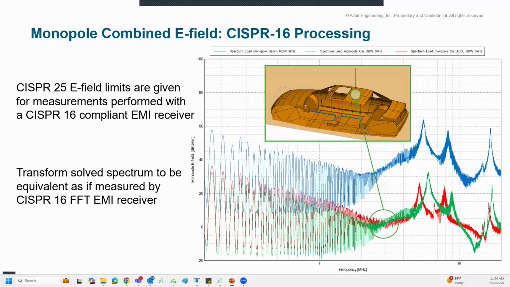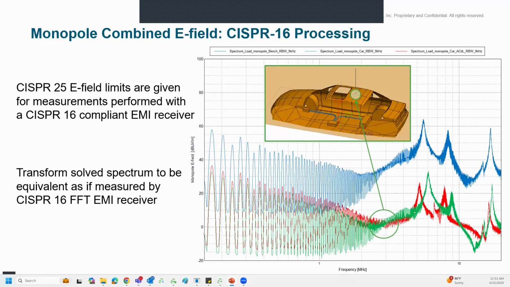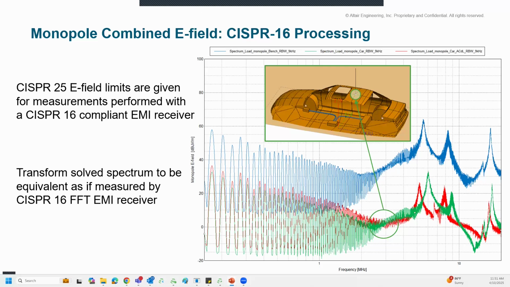When it comes to the CISPR 25 regulations, the electric field limits are given for measurements performed with a CISPR 16 compliant EMI receiver. To emulate this test regulation, we transformed the output data as if it is equivalent to what is measured by a CISPR 16 EMI receiver. This is done through a post-processing Lua script. Any automation in Feko can be done using Lua scripting. It is integrated into both CADFEKO, which is the pre-processing environment, as well as POSTFEKO, which is the post-processing environment.